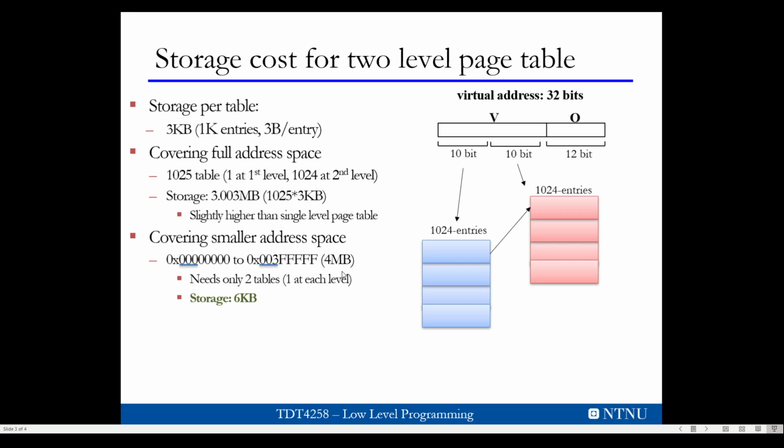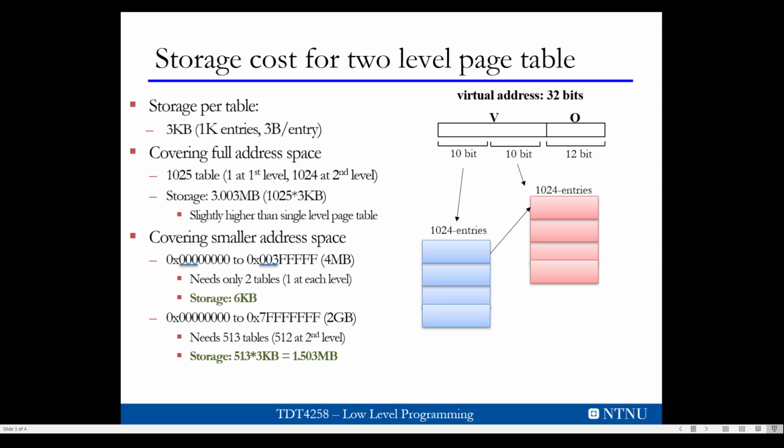Let's see what happens when our requirements grow. So here we go to 2 gigabytes, which is half of our 4 gigabytes total virtual address space. In this case, only the most significant bit remains 0, whereas all other bits change. That means we will use half of the entries in our first level table, and we will have 512 tables at the second level, since only half of these entries will be used. So we have in total 513 tables. Each table is 3 kilobytes. So we end up paying 1.5 megabytes, which is half of what we had in a single level table.